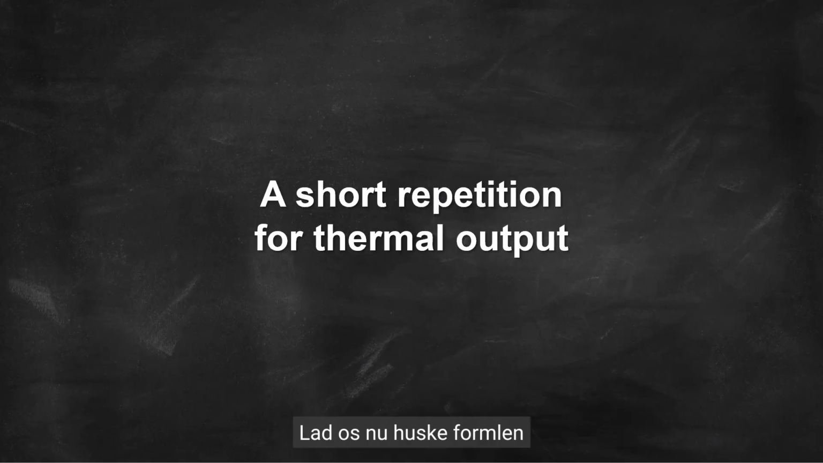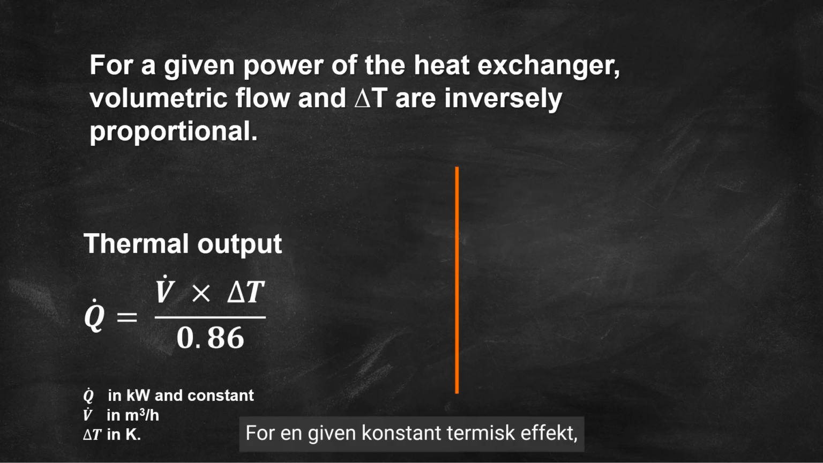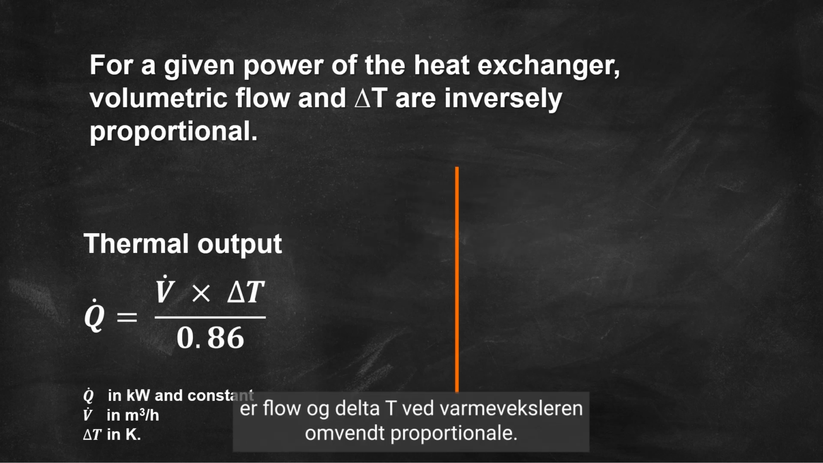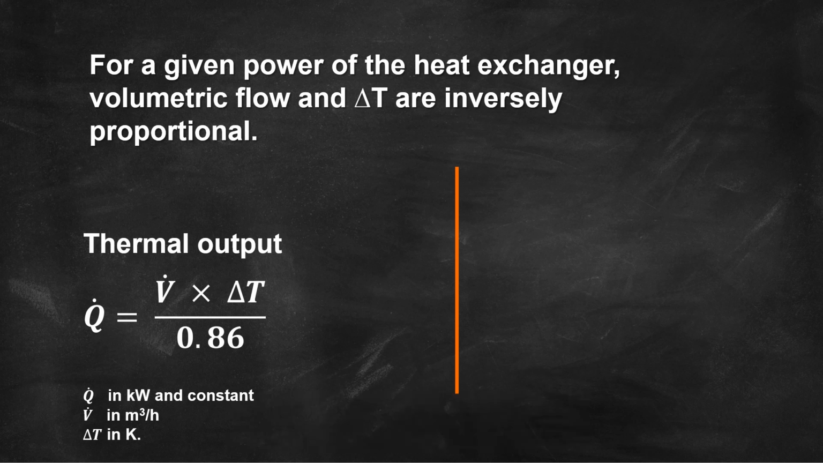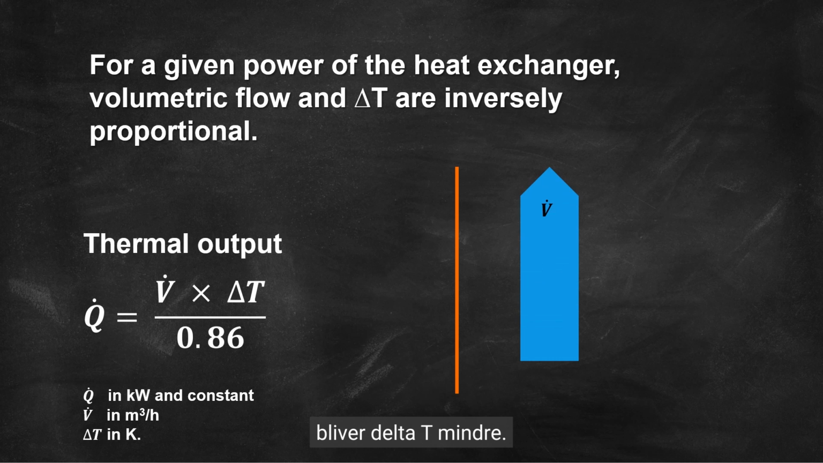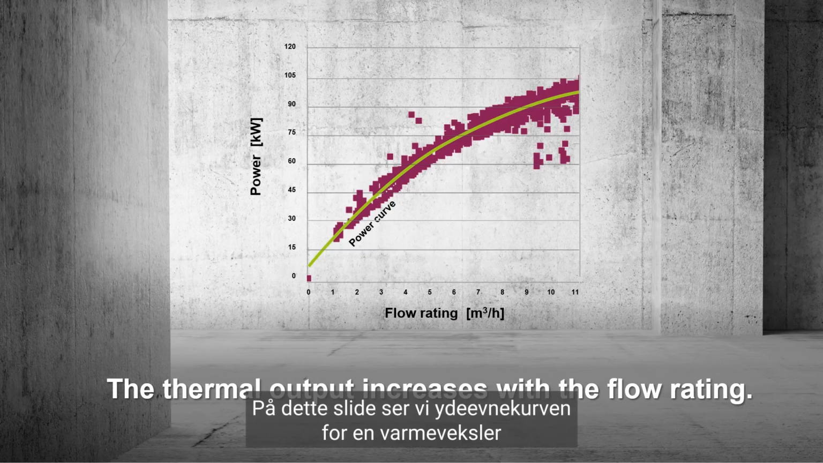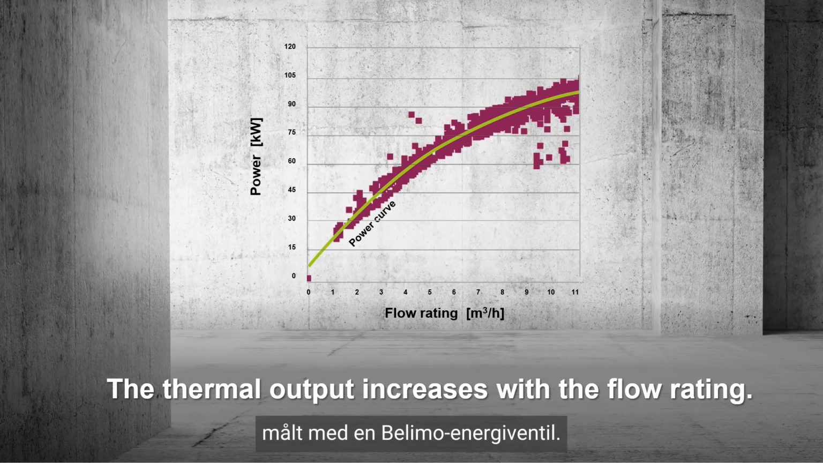Let's now recall the formula for thermal output. For a given constant thermal output, flow rating and delta T at heat exchanger are inversely proportional. If the volumetric flow increases, the delta T becomes smaller. On this slide we see the performance curve of a heat exchanger, measured with a Belimo energy valve.